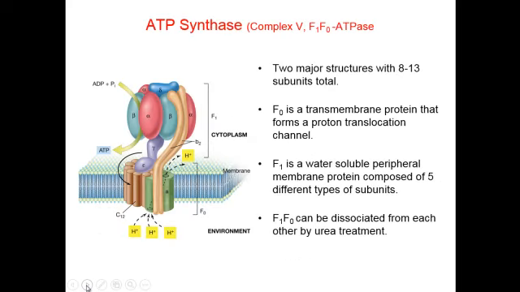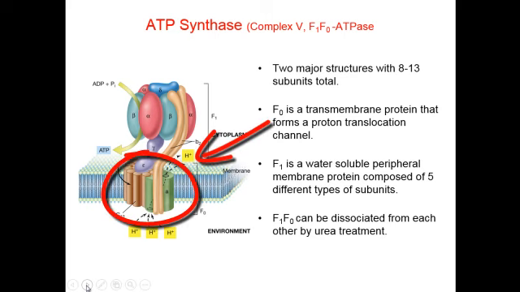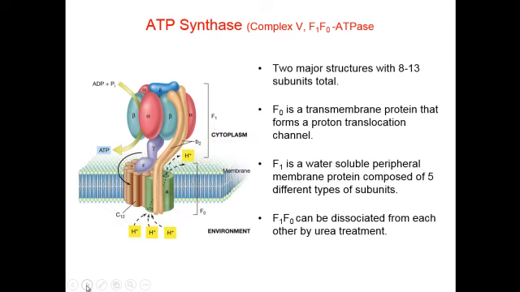So if we look at complex 5, ATP synthase, we can think of it being composed of 2 major structures, but each of those major structures has many subunits. And so we usually think of it in terms of the F0 and the F1 regions of ATP synthase. And the F0 is the transmembrane region of the protein. So this is the bit of the complex that goes through the membrane.